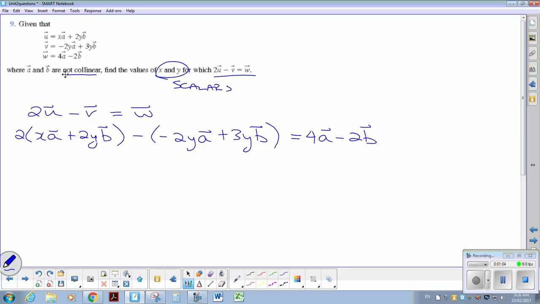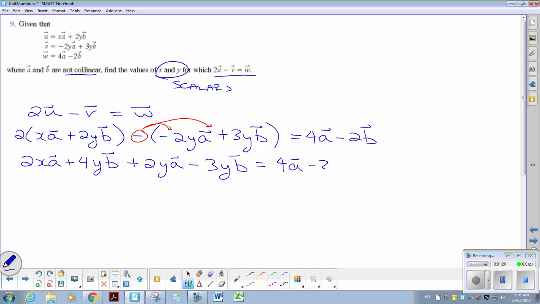All right, so first thing I'm going to do is distributive law here. So 2xa plus 4yb plus, distributing that negative in. This is where 90% of mistakes are made if you tried the question. It's that sign: 2ya minus 3yb equals 4a minus 2b.